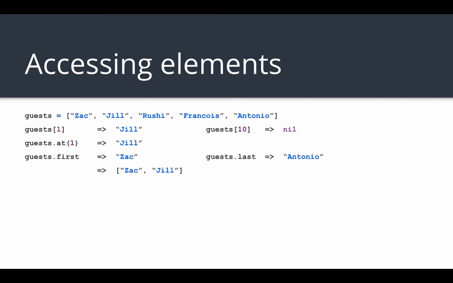Another way you can access the values in an array is with this .at method. It works the same way, you just pass the index that you want. Pretty simple. You can also use .first, which returns the first value in an array, and .last, the last value, nothing crazy there. How do you think we can get Zach and Jill? Well, we can use .first too.